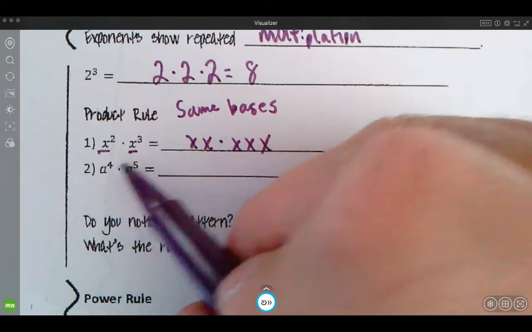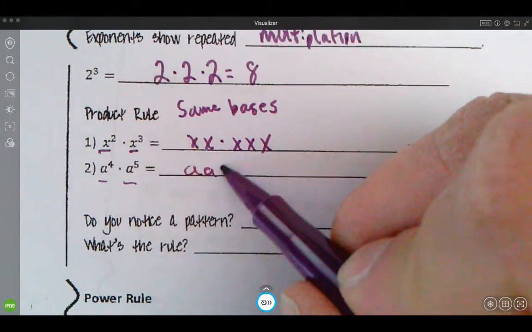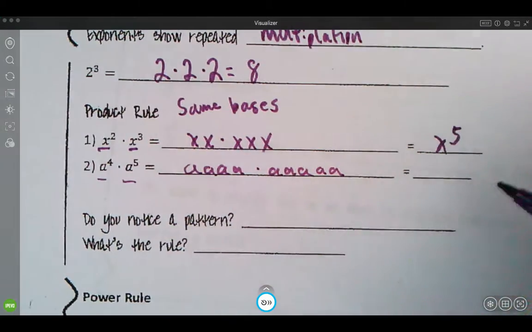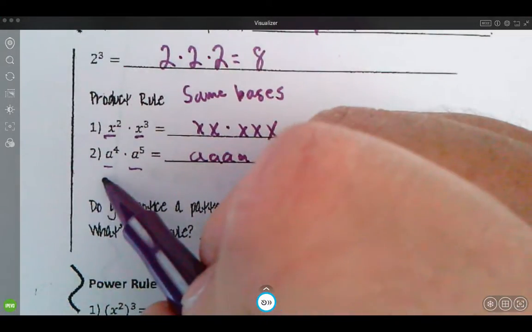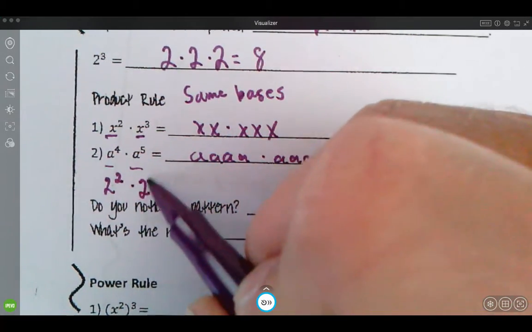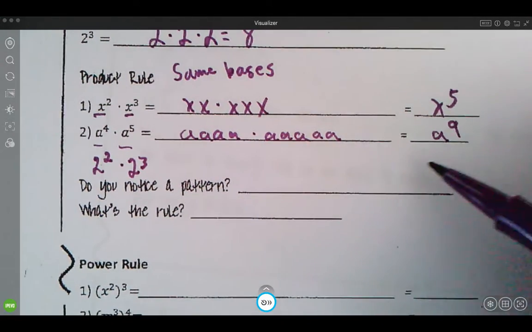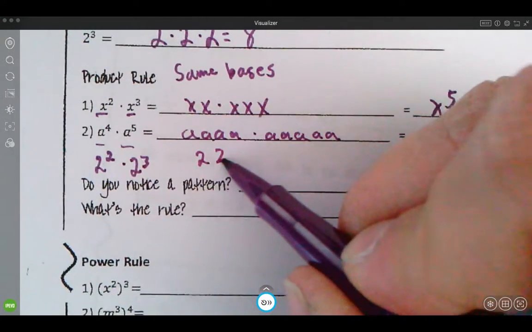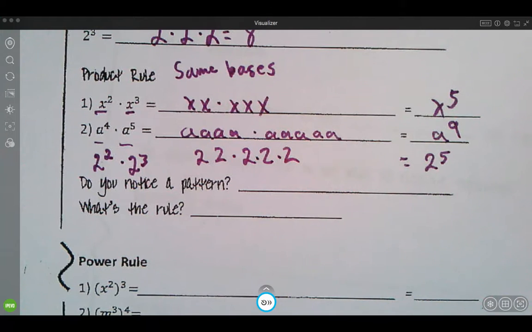Same thing if you had a to the fourth times a to the fifth. Same bases being multiplied. That's really just a to the ninth. So say I did that with numbers. Say I had 2 to the second times 2 to the third. That would really just be what? Yeah, add the exponents, to the fifth. Why? Because it's really 2 times 2 times 2 times 2 times 2, which is 2 to the fifth.